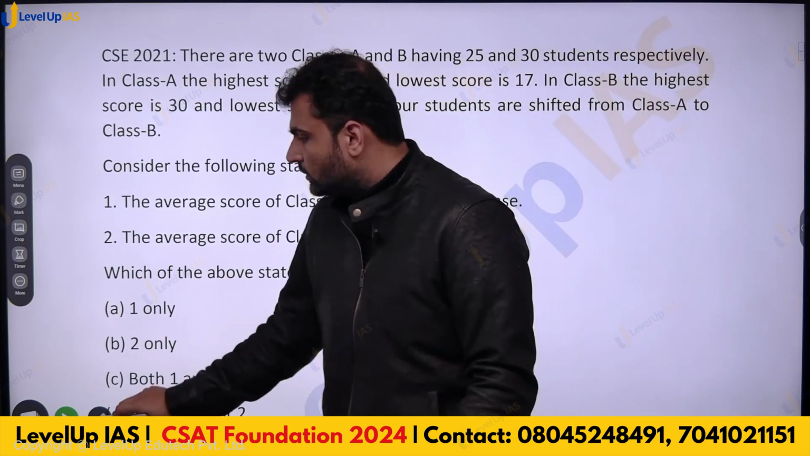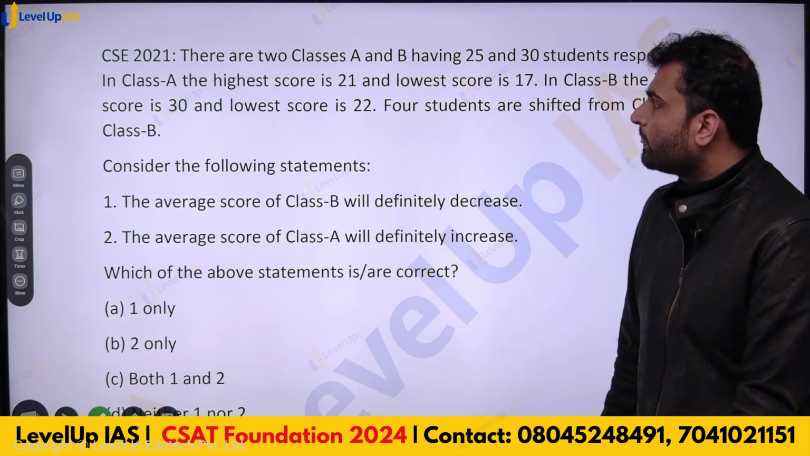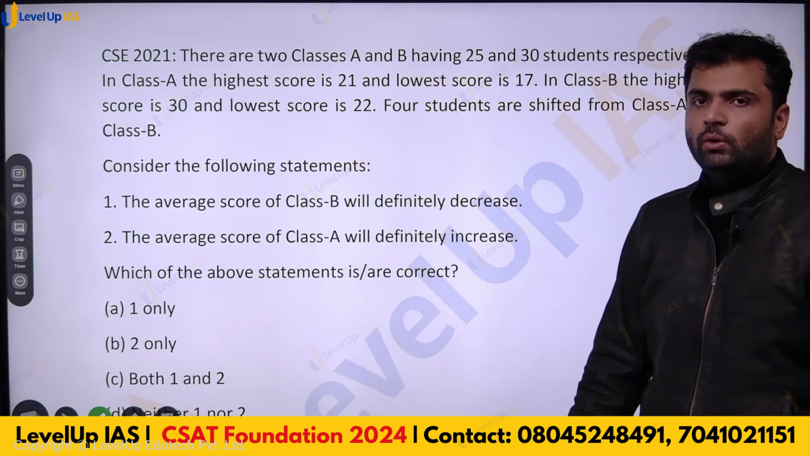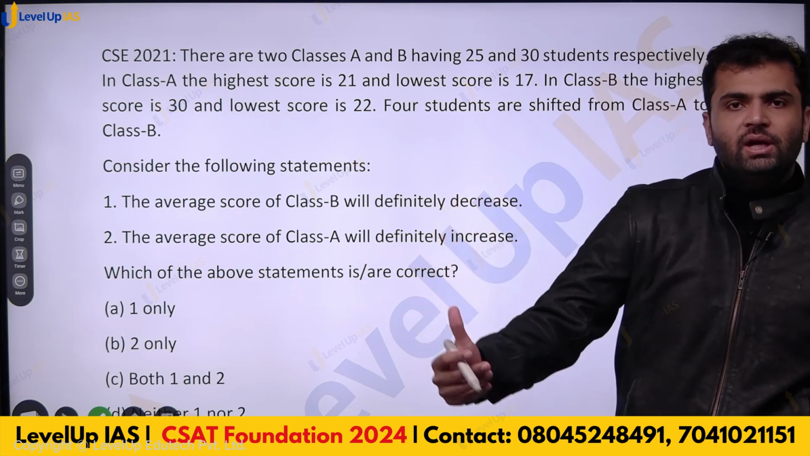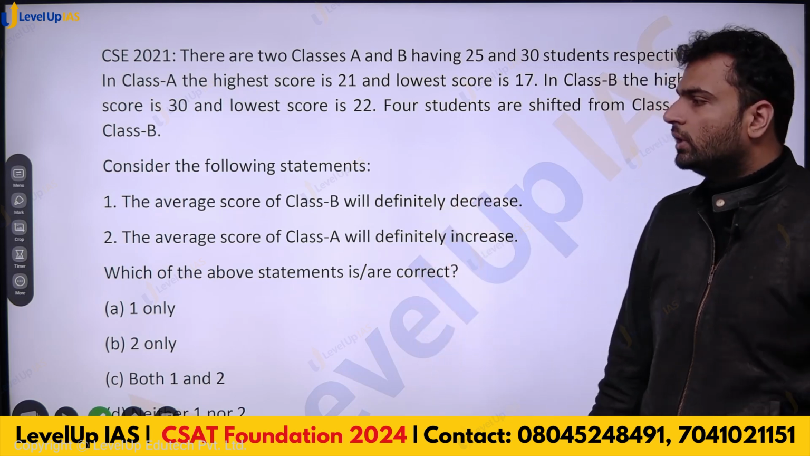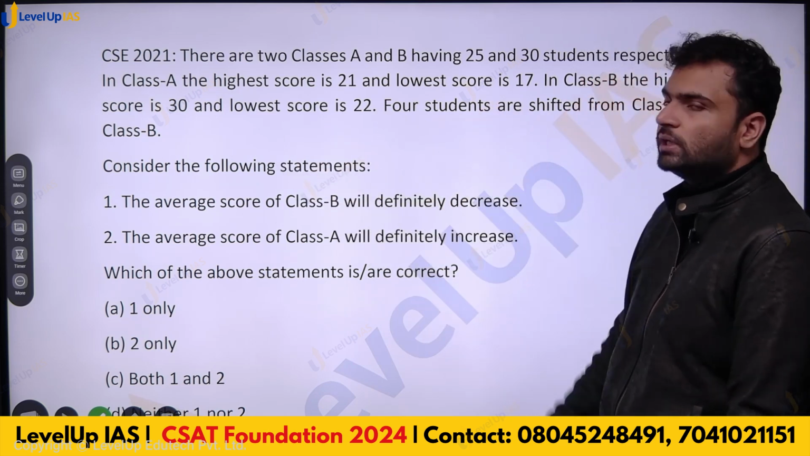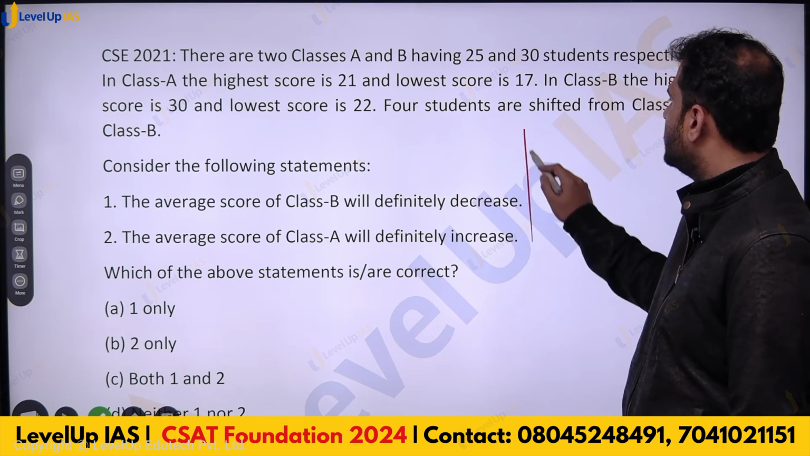Let us do the next question. There are two classes, A and B, having 25 and 30 students respectively. Okay, there are two classrooms. In one, we have 25 students. In another, we have 30 students. In class A, the highest score is 21 and the lowest score is 17. Fine.